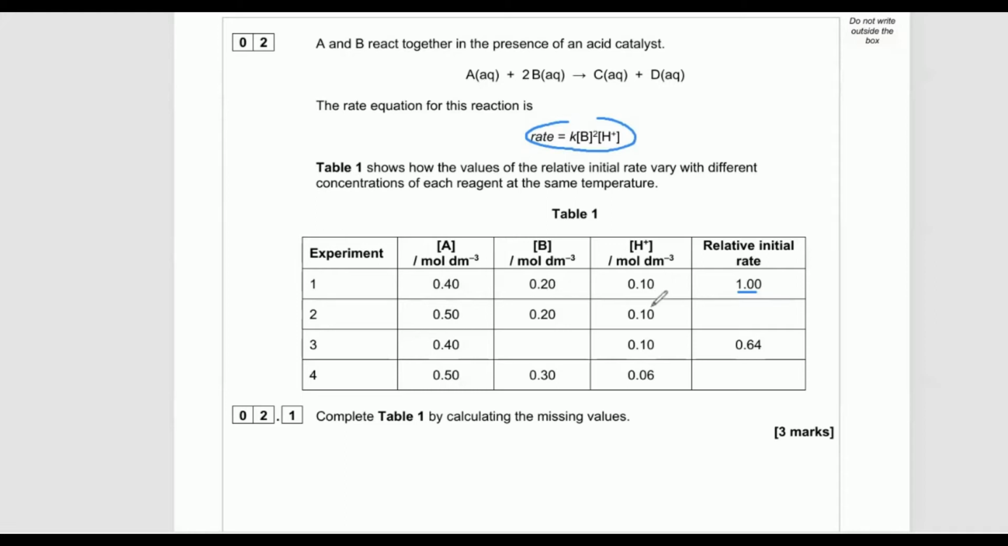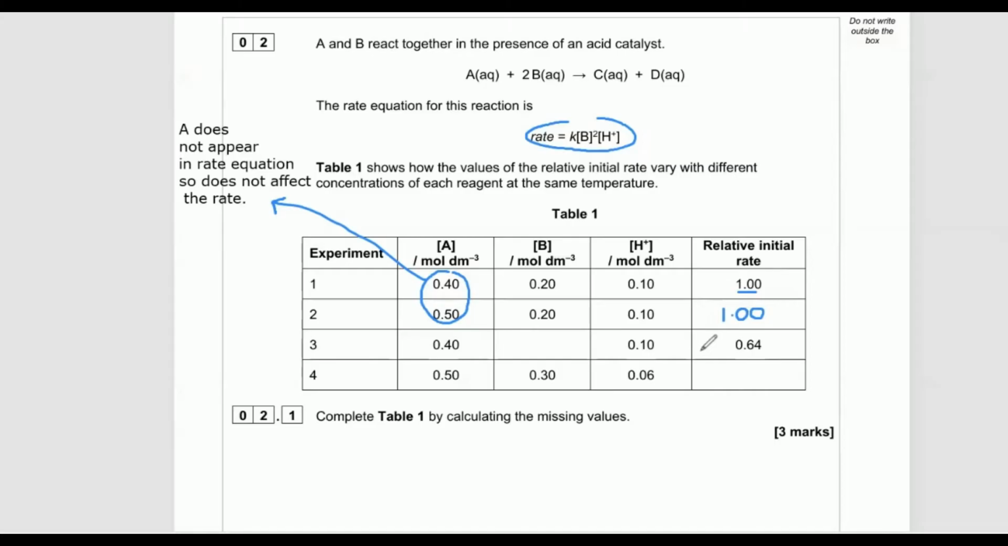Now we can see that B and H have stayed the same. As you would do in these experiments, you only change one reactant at a time, and the reactant they've changed is A. It's gone from 0.4 mole per decimeter cubed to 0.5 mole per decimeter cubed. But notice that A does not appear in the rate equation. The rule tells us if a reactant doesn't appear in the rate equation, it doesn't affect the rate of reaction. And so as B and H, which do appear in the rate equation, haven't changed, the relative initial rate is going to be identical. It's still going to be 1. They've changed A, but it has no effect on rate.